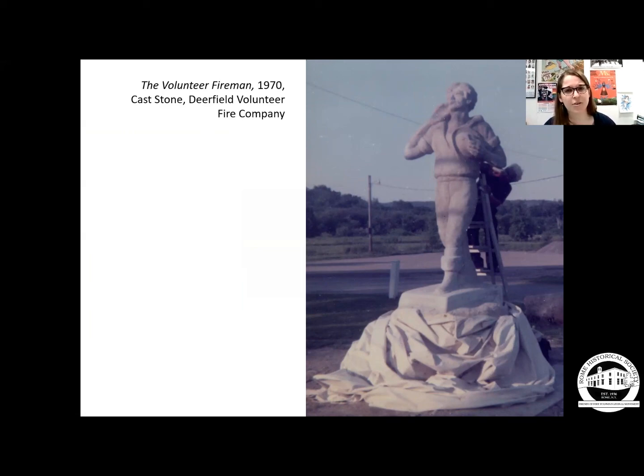And unlike his other works, this piece is made out of cast stone. It's not carved out of a single piece of stone, but instead constructed.